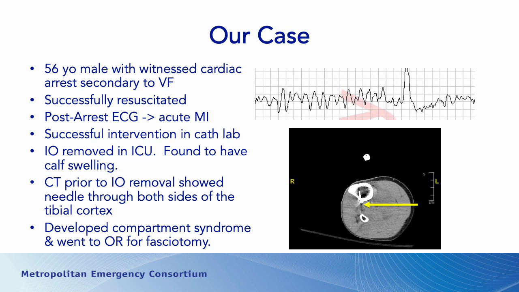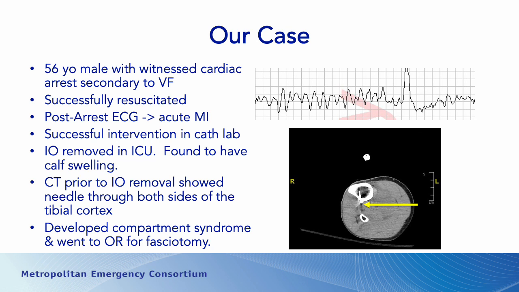After the cath lab, he was sent to the ICU. The IO was still in place. The nurse and the critical care nurse practitioner identified there was swelling. They sent the patient for a CT before removing the IO, and it showed that the needle was through and through, and it went both through the anterior as well as the posterior aspect of the tibia. If you look at the CT at the bottom right of the slide, the yellow arrow points to the tip of the IO going through the back part of the tibia.